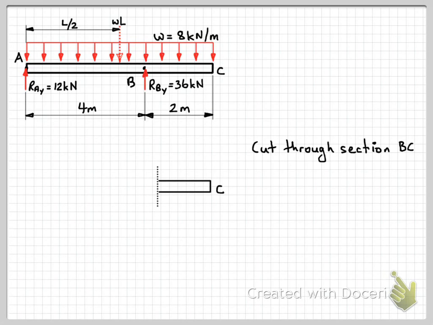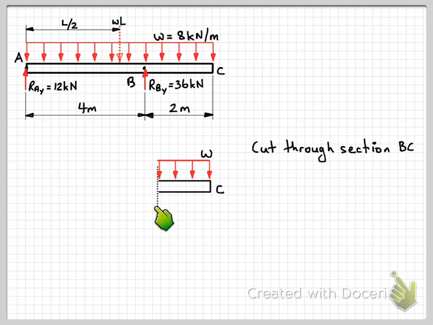Okay, so we've still taken a cut somewhere through section BC, but instead of drawing all of this left hand side here, I'm just going to draw the right hand side of the beam on the right hand side of the cut, and use that to work out my internal actions. Okay, so again, let's put on our load. So in this case, all we've got is our distributed load acting over this portion of the beam. Okay, so now we need to start adding in our internal actions here.